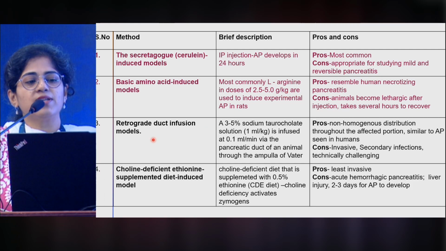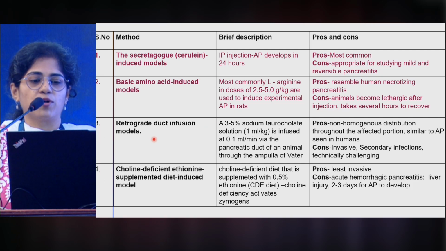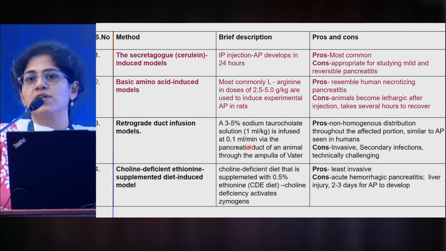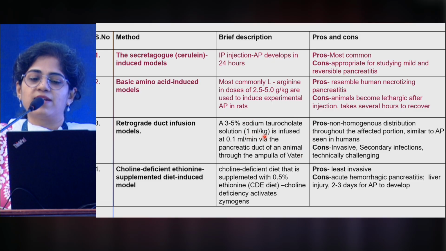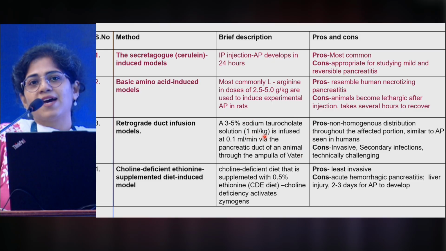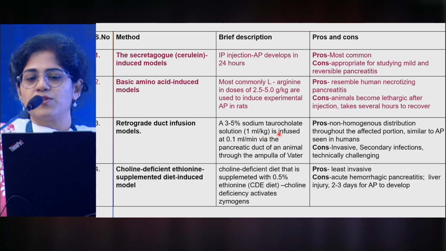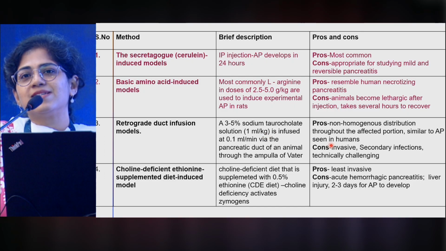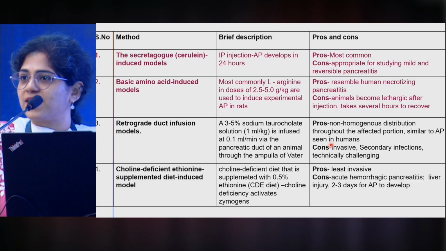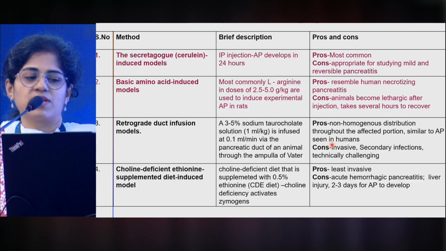The next model is the retrograde duct infusion model. For this we infuse the bile acid through the pancreatic duct, and it has a non-homogeneous distribution which is usually seen in humans, so you can use it. However, since it's an invasive procedure, there are technical challenges associated with this.